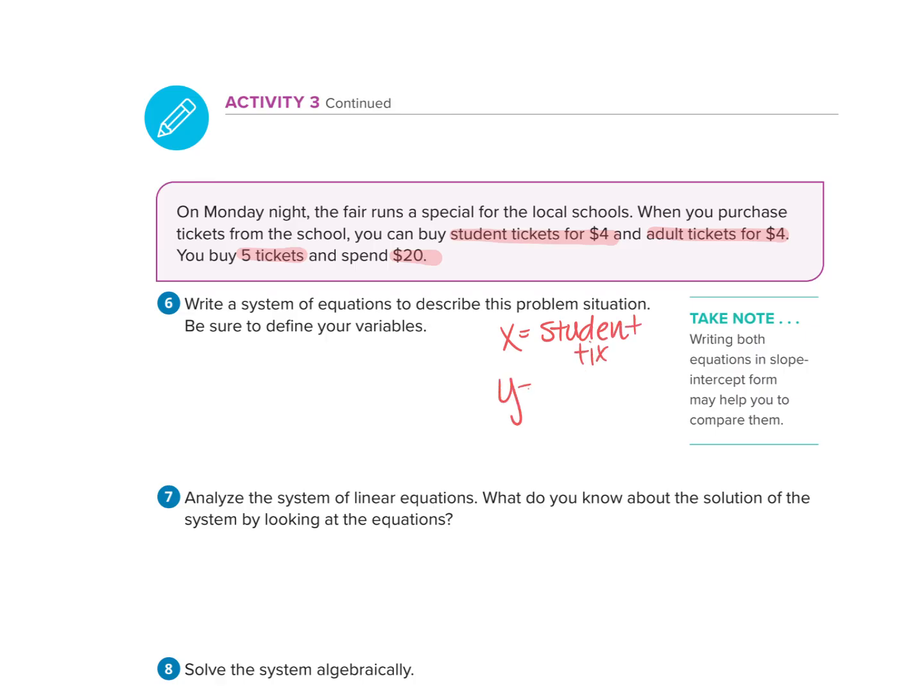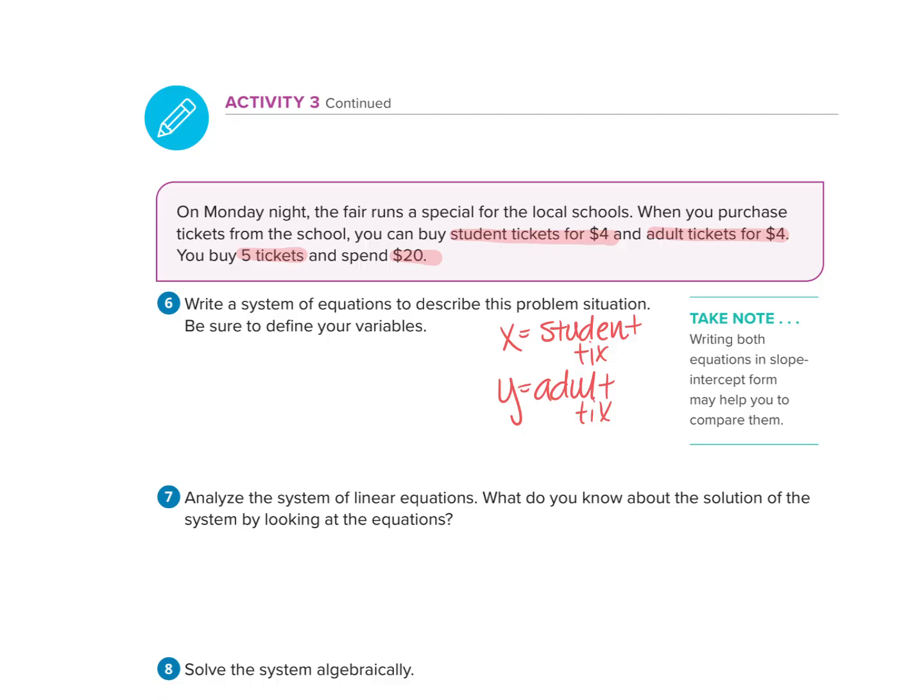And we'll say y equals adult tickets. Okay, so now our first equation, we're going to use the actual money. It says we can buy 4 dollars worth of student tickets, 4 dollars worth of adult tickets, up to 5 tickets, and we're going to spend $20.